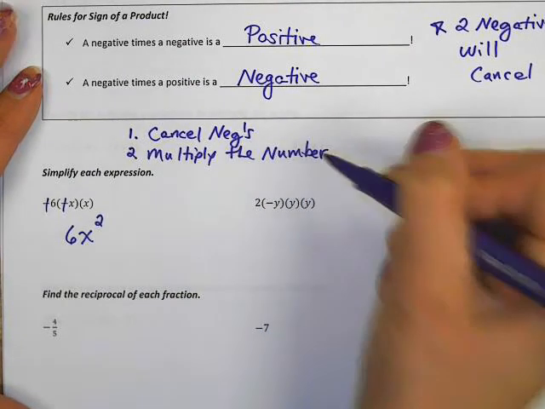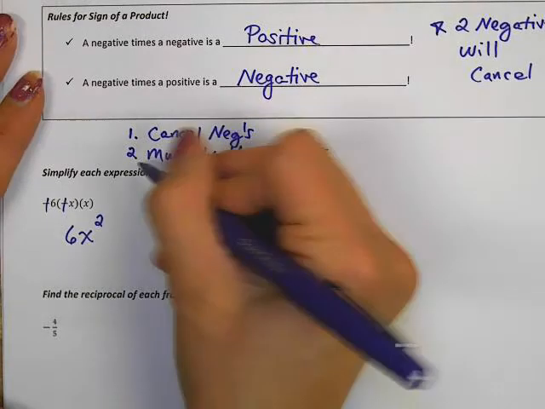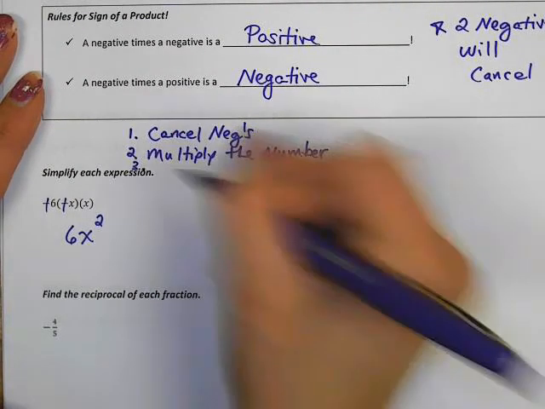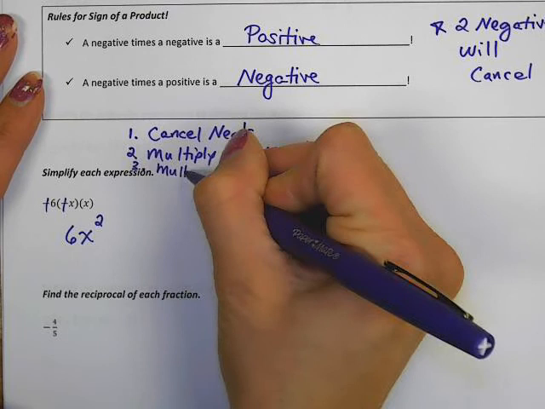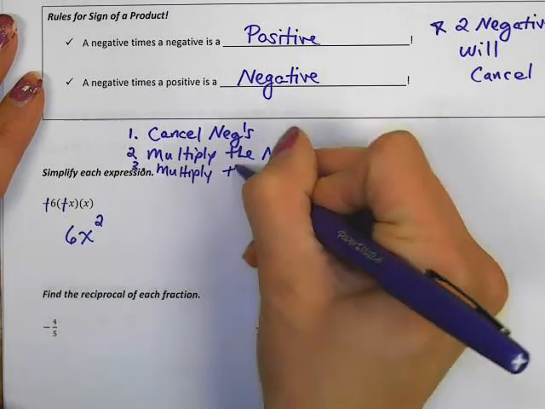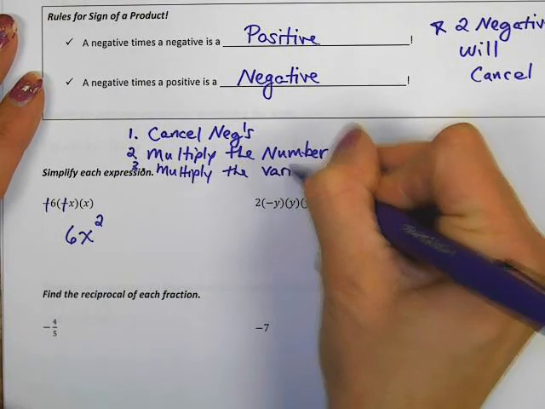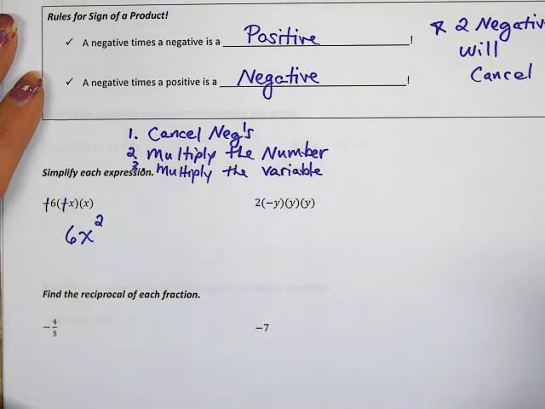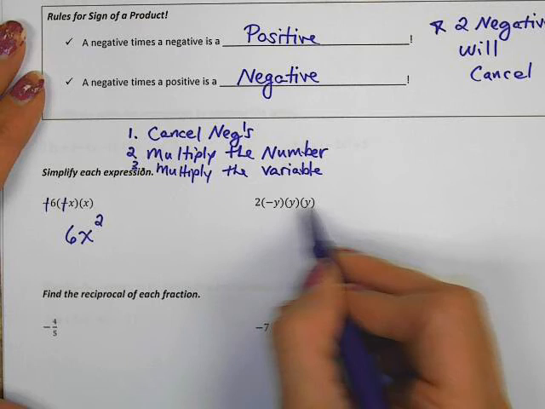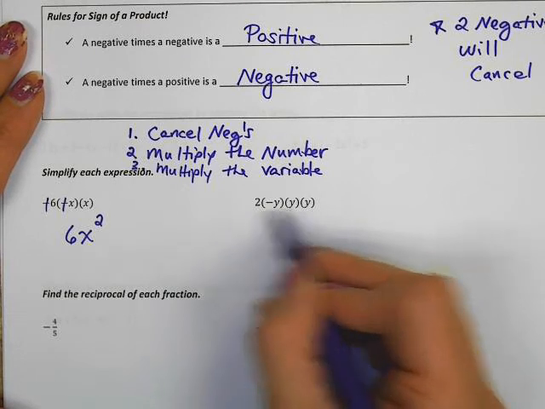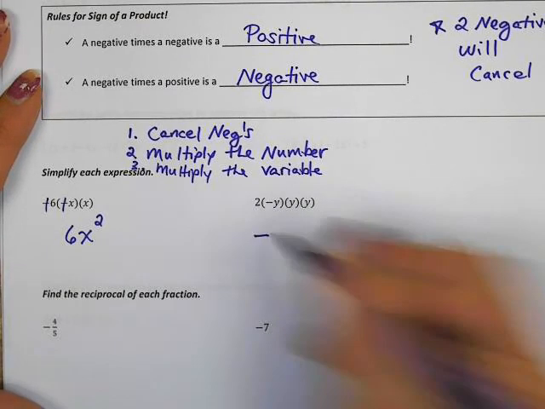Okay, when you get to divide problems, then you divide the numbers. And number 3, multiply the variables. And when you do that, you might have to write it as a power, as an exponent. Here's our next example. I only see one negative. There's no other negatives to cancel with, so my answer is negative.